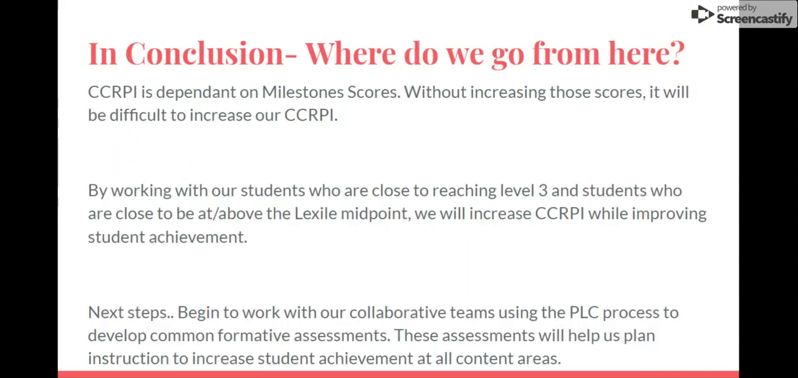In conclusion, where are we going to go from here? So CCRPI is dependent on Milestone scores. We cannot get away from that. So without increasing those scores, it will be difficult to increase our CCRPI. We can work with school climate, we can work with attendance, but Milestone scores are a big part of CCRPI. By working with our students who are close to reaching level 3 and students who are close to being at or above the Lexile midpoint, we will increase CCRPI while improving student achievement.